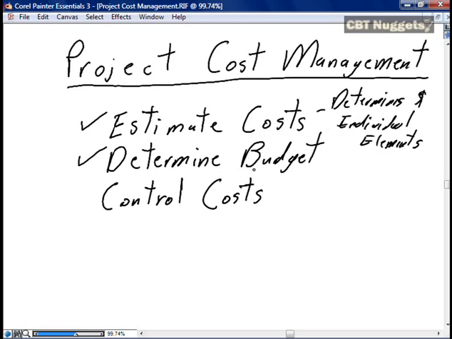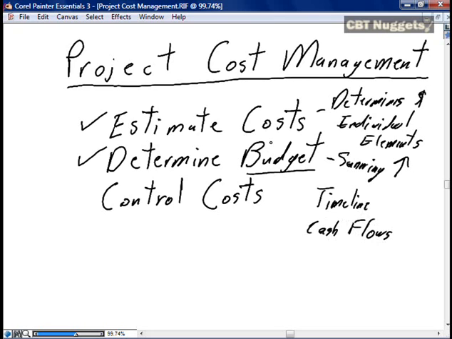The next is determining the budget. Basically, this is summing the individual costs together into a budget for the project, putting the project budget on a timeline, determining cash forecasts, cash flows for the project, putting all of the cost, all of the budget information together in a consolidated fashion that matches your corporate requirements for budget management.